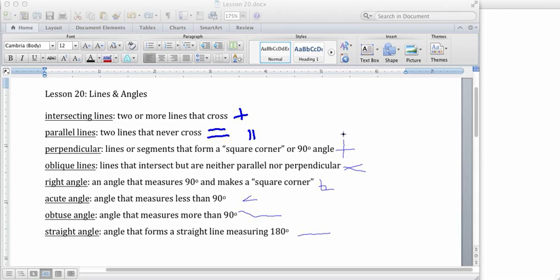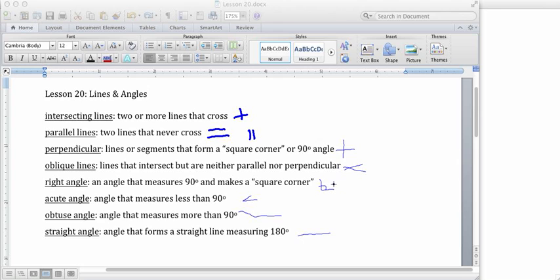So if I was to take a piece of paper and put this in here, that would be a perpendicular angle or a square corner. So think of a corner of a piece of paper. Oblique lines are lines that intersect, but they are not parallel and they are not perpendicular. They just cross at some funny angle.